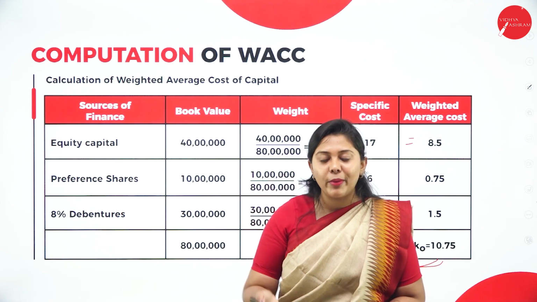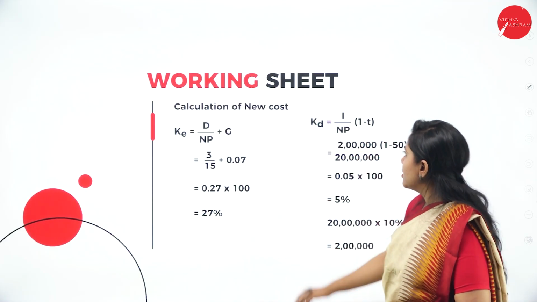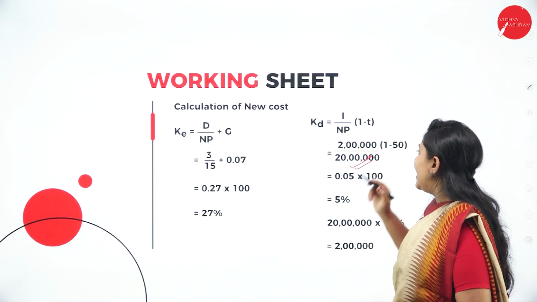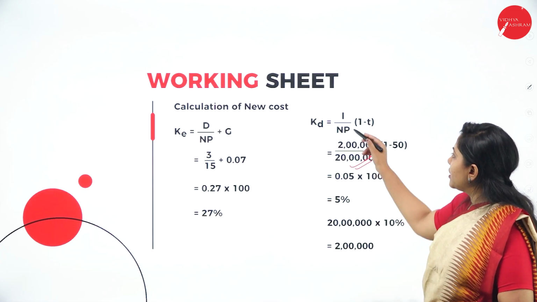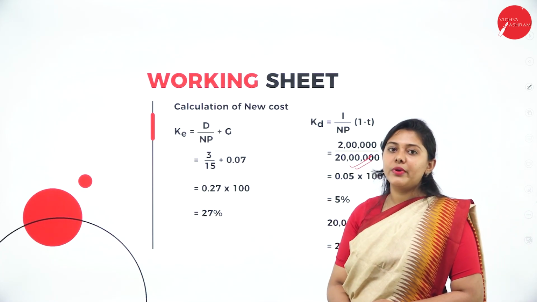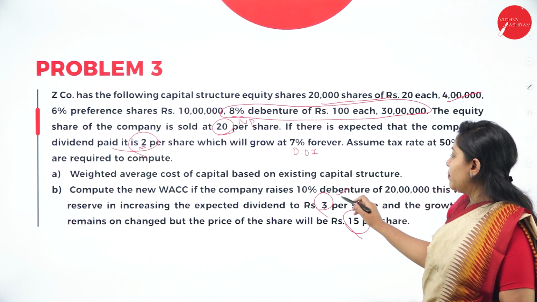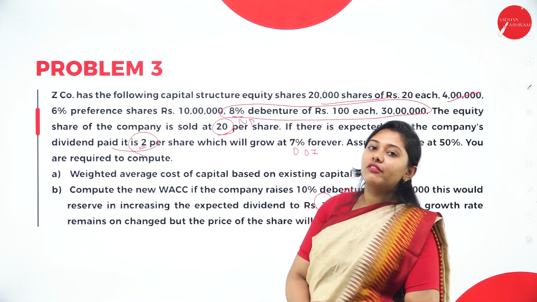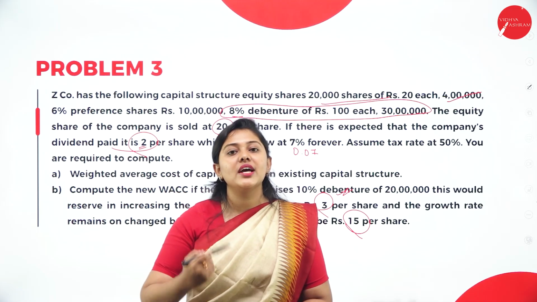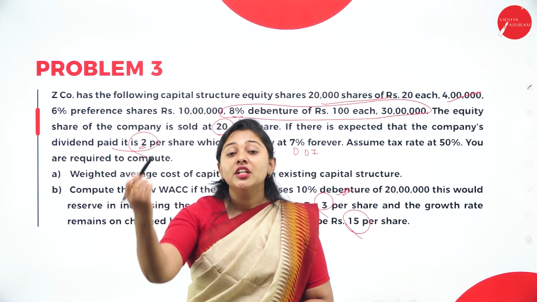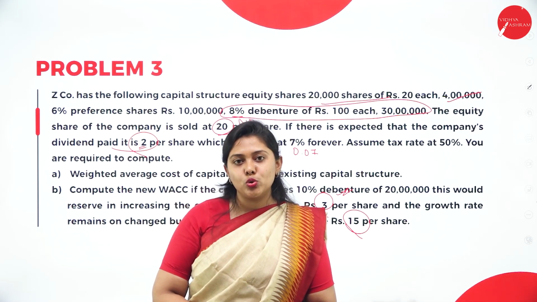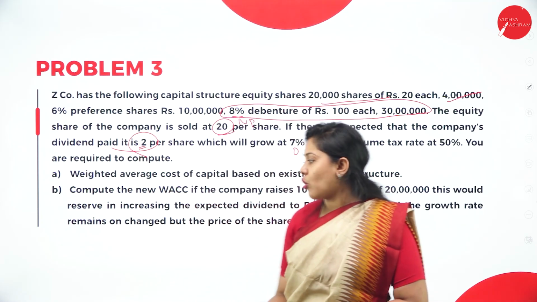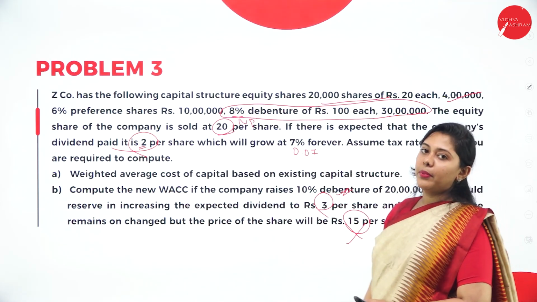Now we have to calculate the new capital, since we have taken external finance, and again we have raised a fund of debenture of how many rupees? Of 20 lakh rupees. What will be the interest? 10% debenture is the additional fund we have raised. For this, the company has decided to increase the dividend from 2 rupees to 3 rupees, and the net proceeds of that is rupees 15 per share.